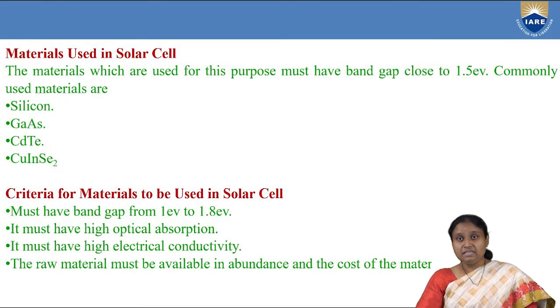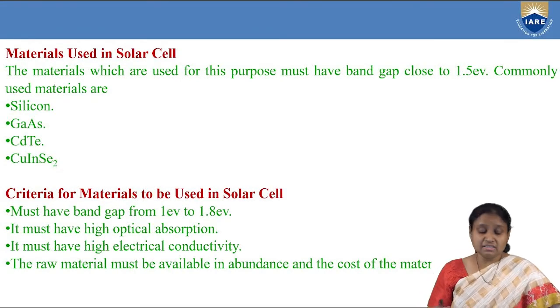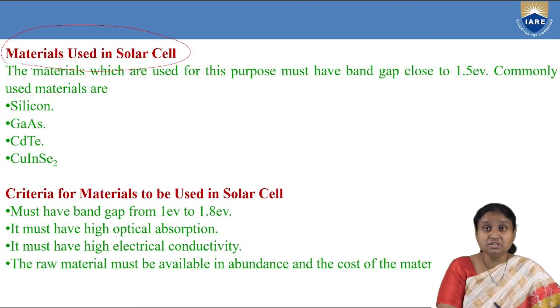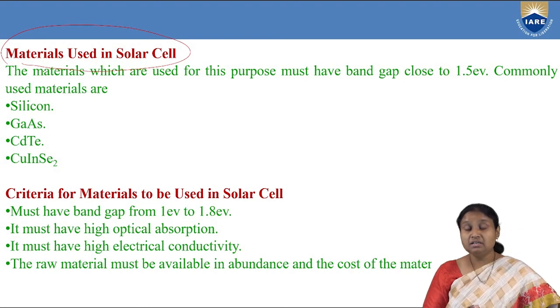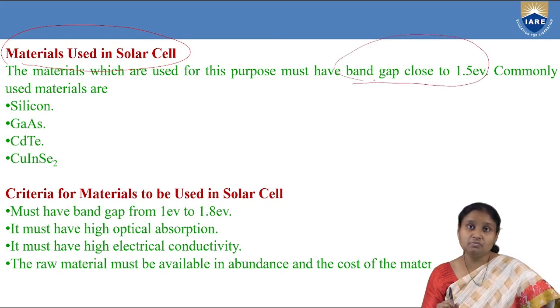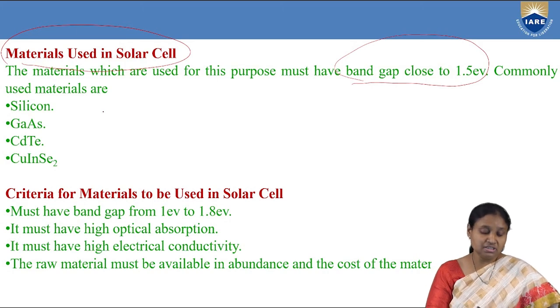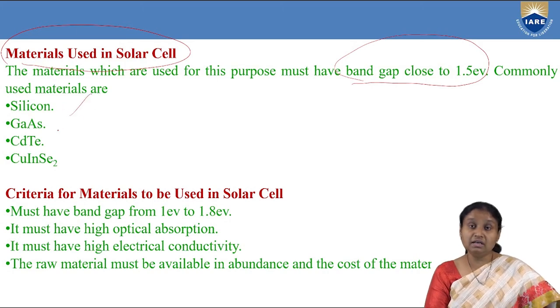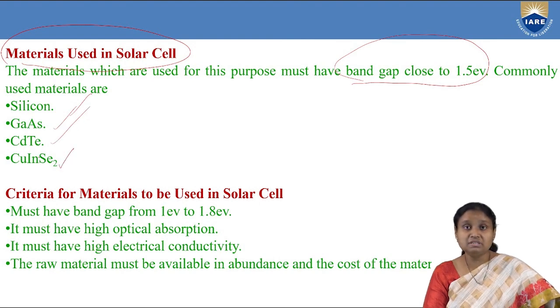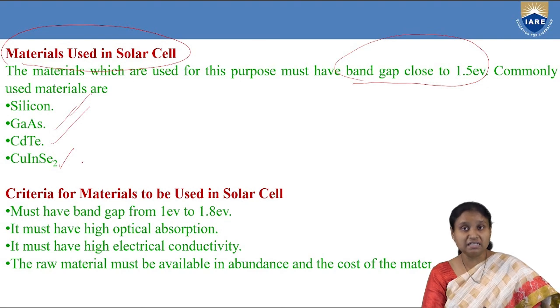Now quickly in the end, we are just going to have a glance at different materials that are used in making solar cells. Generally we use materials which have a band gap closer to 1.5 electron volts, and commonly used materials are of course silicon, then compound semiconductors like gallium arsenide, then cadmium selenide, and then of course the alloy which is made up of copper, indium and selenide.